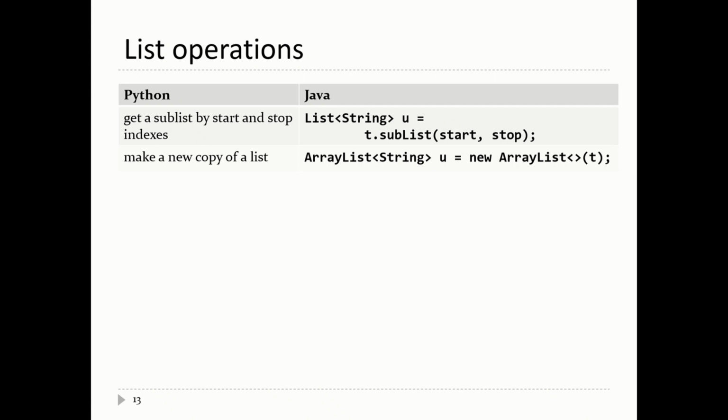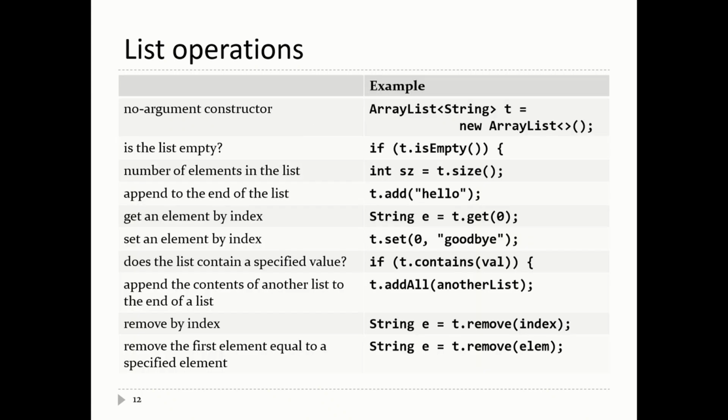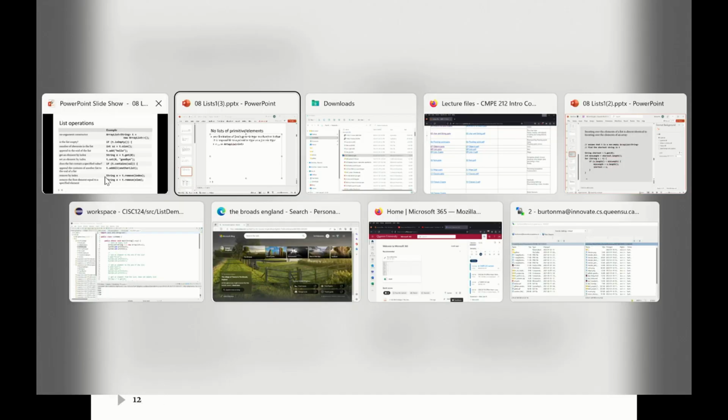OK. What can you do with a list? You can do a whole bunch of stuff with a list, and this is not complete. There are many other things that you can do with lists. So how do you make a new list? Well, you call the no-argument constructor, like that. Let me show you this in Eclipse instead. Where is it? Here it is.